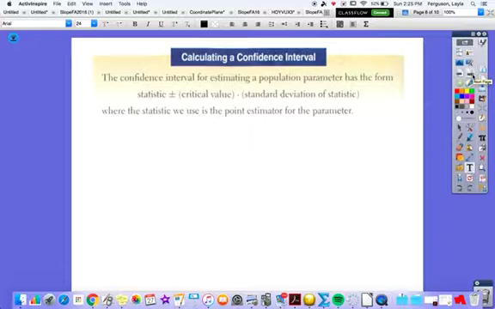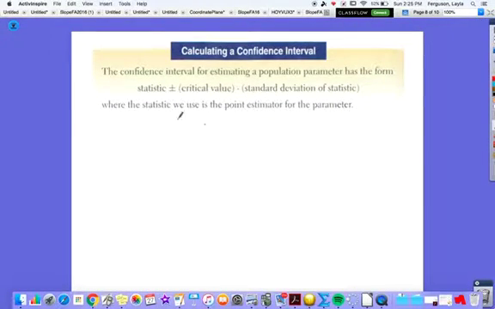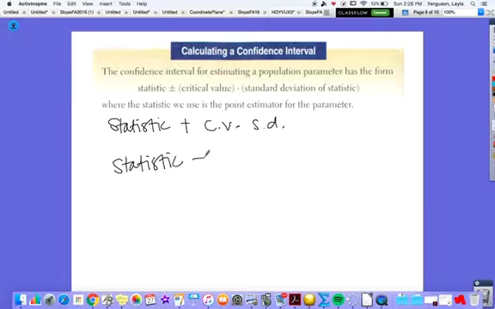So next we're going to move on to calculating a confidence interval. The confidence interval for estimating a population parameter has the form statistic plus or minus the critical value times the standard deviation of the statistic, where the statistic we use is the point estimator for the parameter. So this plus or minus means that we're going to have the statistic plus the critical value times the standard deviation, and we're also going to have the statistic minus the critical value times the standard deviation.